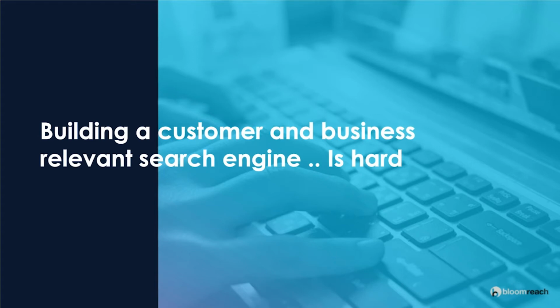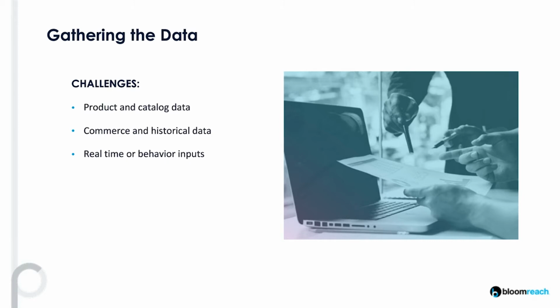in the first place. So in order to provide anywhere near that Google or Amazon-like search experience that customers expect, you've got to start by getting the right data into the search engine to work with. We tend to look at that data as falling into 3 main groups: the product and catalog data, the commerce and historical data, and then real-time or behavioral inputs, which can take a couple of different forms.